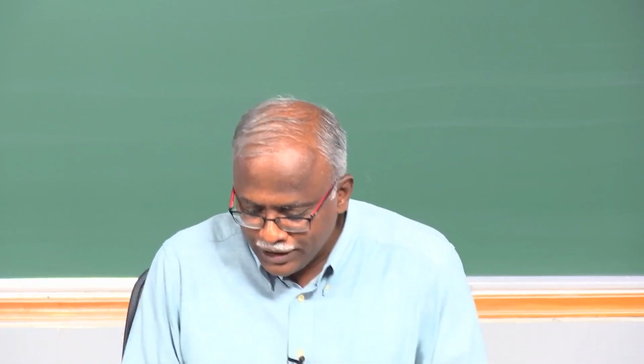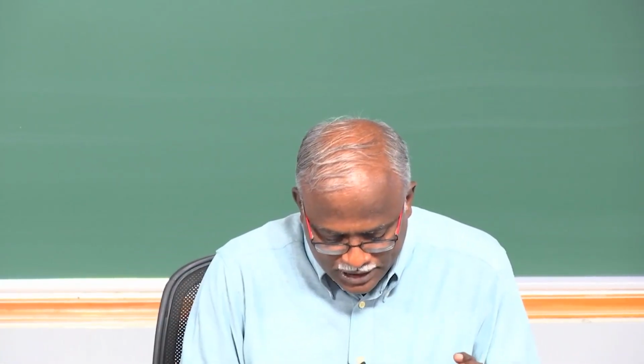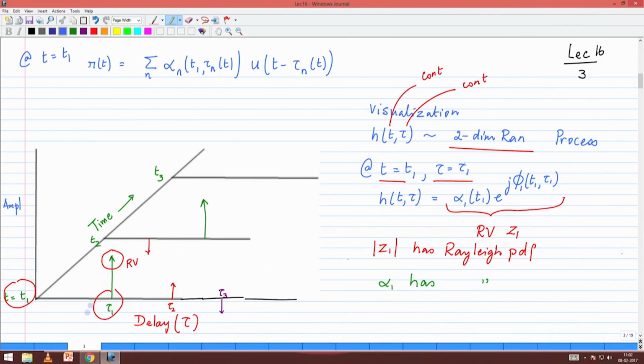So the notion is that if I look at a specific time instant t equal to t1 and a specific delay tau equal to tau 1, a sampling of the random process gives me a random variable. This is what I will refer to as Z1. The modulus of Z1 is what has the Rayleigh PDF. We have also used the notation alpha, which is the amplitude of the random variable. You can say that alpha also has the same Rayleigh PDF.